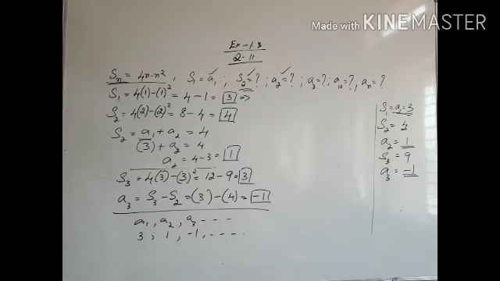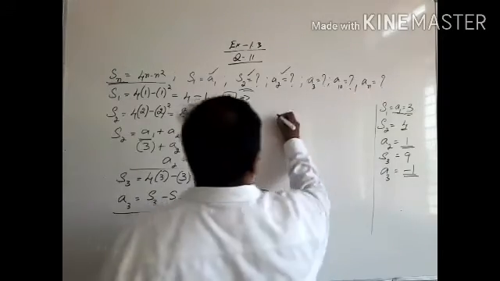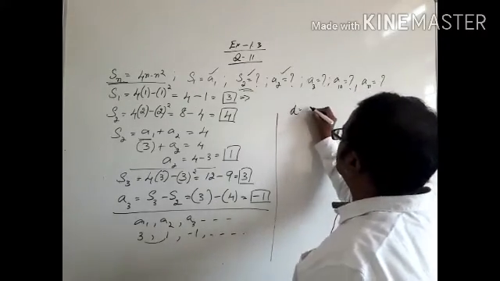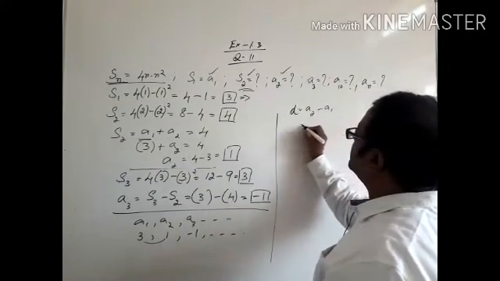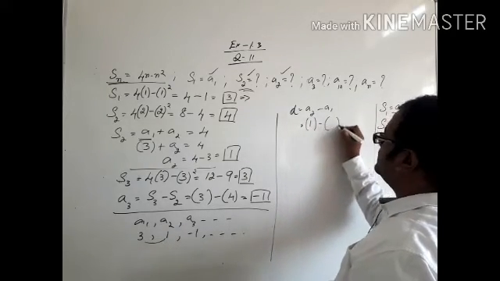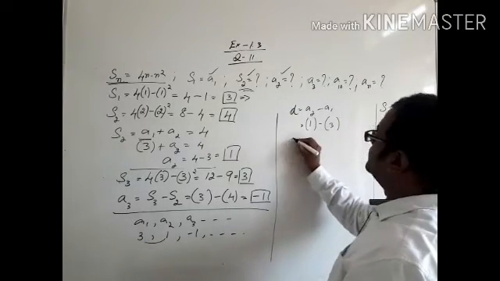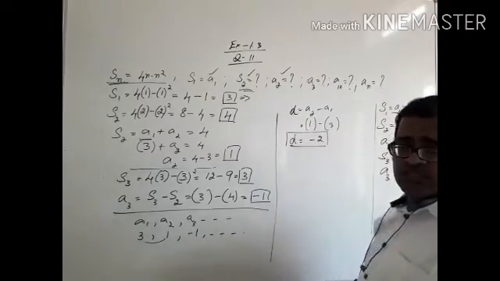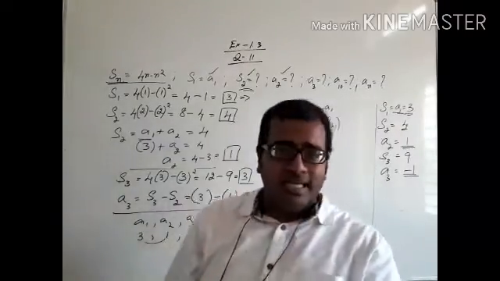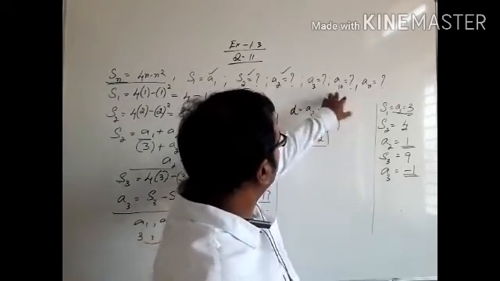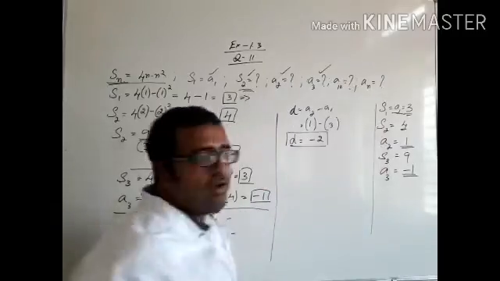If you want to find out the common difference, please subtract A2 minus A1. Let us try to find the common difference. The common difference D is equal to A2 minus A1, which is 1 minus 3. So D is equal to minus 2. So you get the common difference D. Since you got the first term, you got D, you got N, you can now find out the next. A3 is done, you have to go for A10.